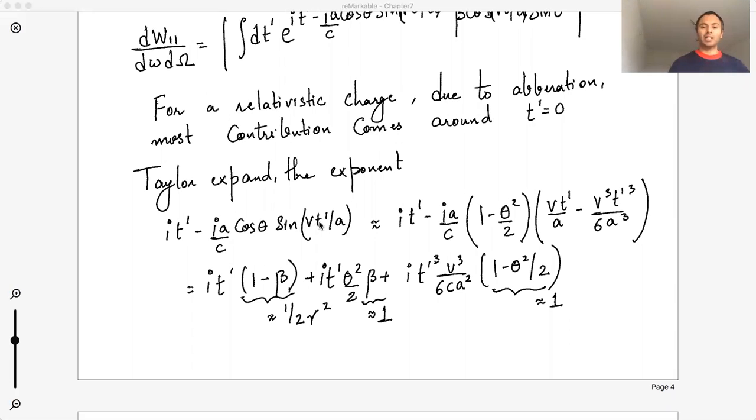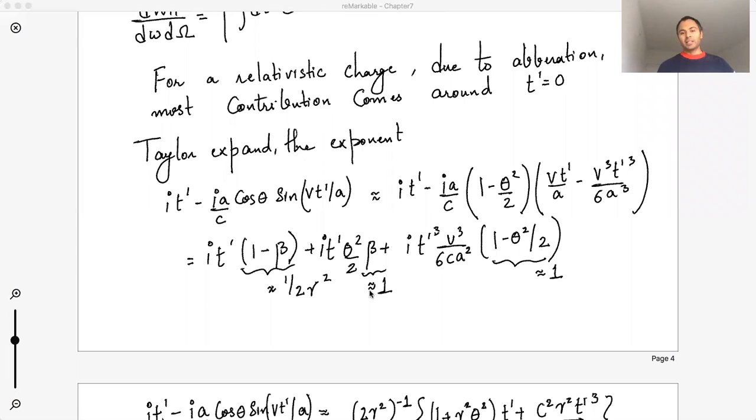So I have a cos theta, I have a sin Vt prime by A. Cos theta is just expanded to second order. It's 1 minus theta squared by 2. Now sine only has a first order and a third order in its expansion, right? It's not like cosine because it's not an even function like cosine. So I'm just going to take the linear term and the cubic term for the sine.